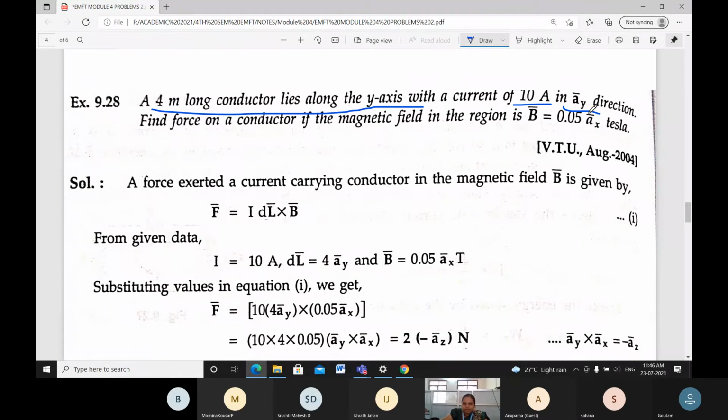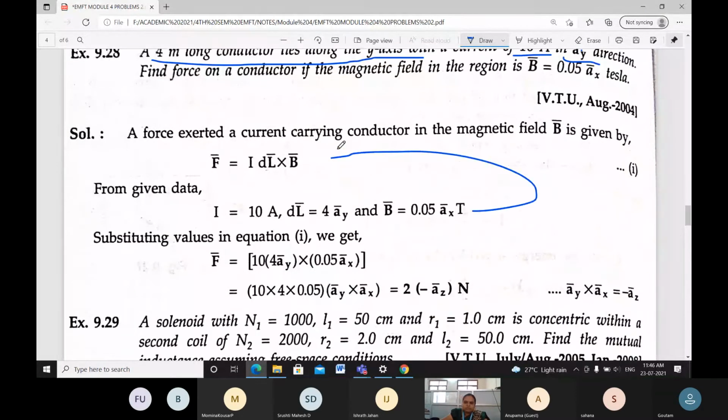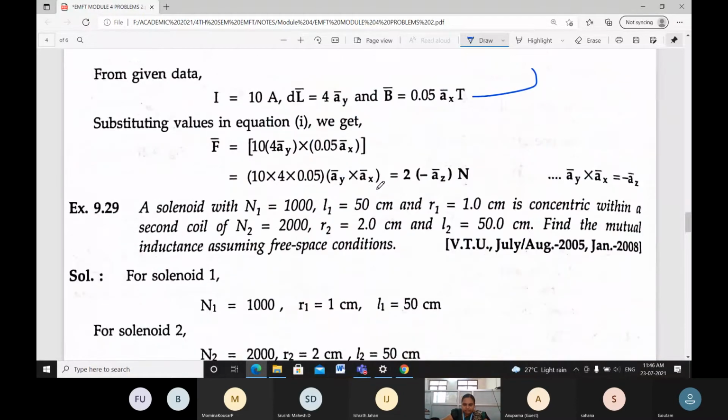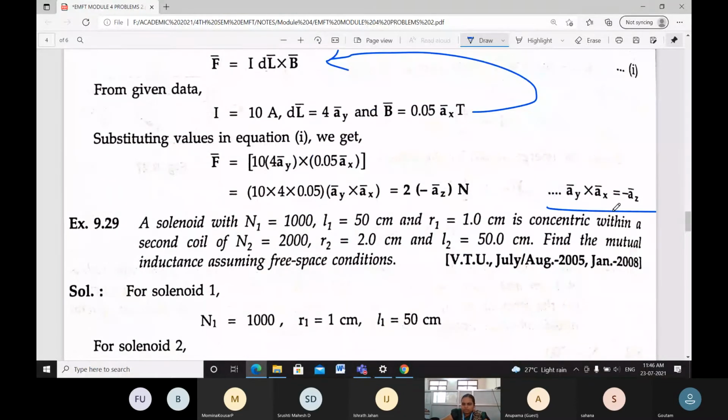It is in terms of current. Again, from this also you can take A, as here also it's mentioned. Then B is given as 0.05 AX Teslas. Then substitute in the force equation. F is going to be what now? Just substitute 10 for AY cross with 0.05 AX. Therefore, AY cross AX is going to be minus AZ. Therefore, multiplying all the values here, you will get 2 into minus AZ newtons. In this case, they asked to find the force on the conductor. For that reason, it's the force equation you have to use in this case.